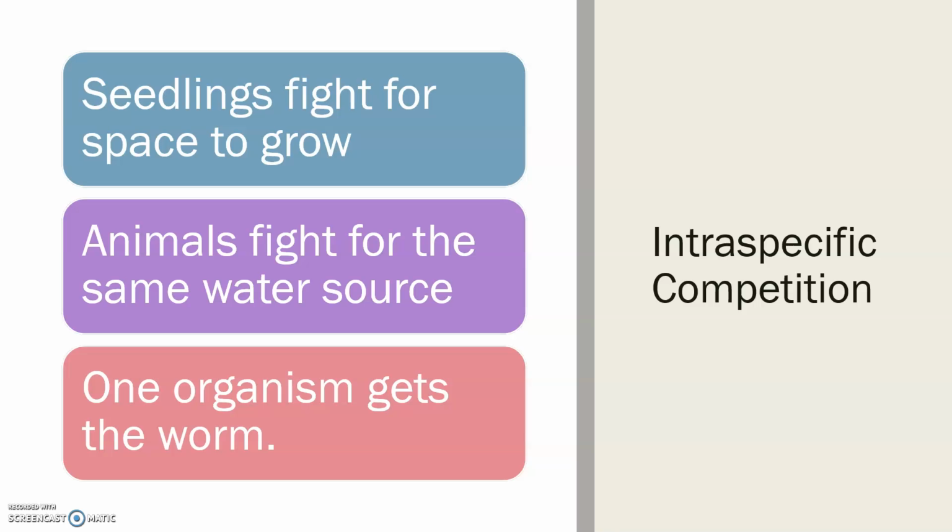Examples of intraspecific competition include seedlings fighting for space to grow, two birds fighting over a worm, and a herd of deer fighting for the same water sources.